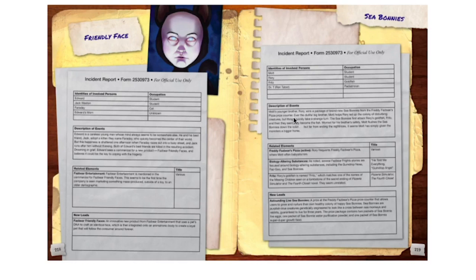Mott's younger brother, Rory, wins a package of brand new Sea Bonnies from the Freddy Fazbear's Pizza Prize Counter. Even the dutiful big brother, Mott, helps Rory set up the colony of disgusting creatures. But things quickly take a strange turn. The Sea Bonnies first attack Rory's goldfish, Fritz, and then they seemingly become the fish. Worried for his brother's safety, Mott flushes the Sea Bonnies down the toilet. But far from ending the nightmare, it seems Mott has simply given the monsters a bigger home.